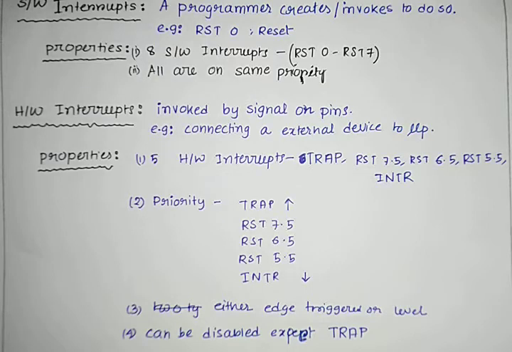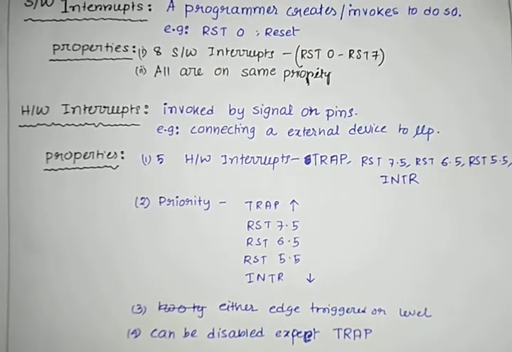So when we do airplane mode, it is just an example of disabling everything, disabling every interrupt, so nothing will disturb me again. I will just do this task. Okay, so these are the properties of hardware interrupts.